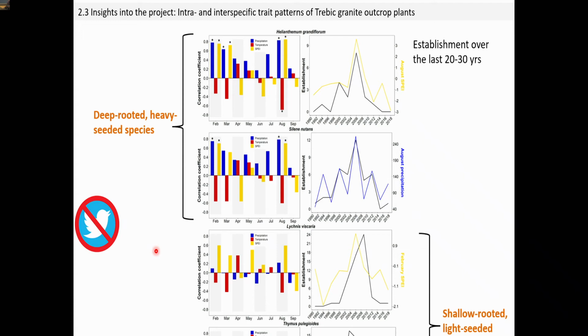And the right panels are showing some results which we are still amazed by, because the black line is the plant response, and the colored lines are the selected climate parameters, and it's crazy. They are going up and down very much together.